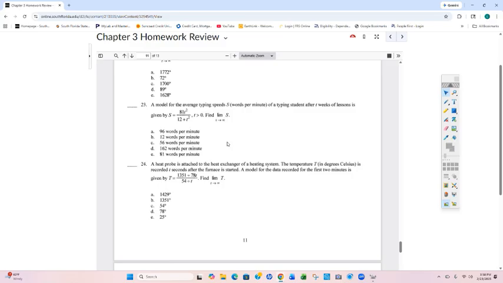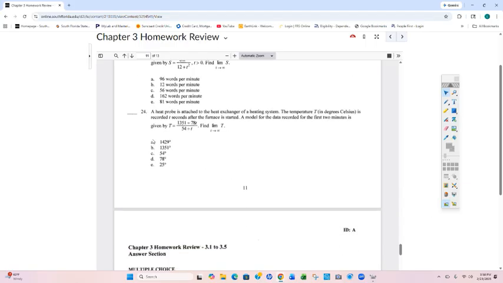There is no graph for this one. Answer A, 96 words per minute. Answer B, 12 words per minute. C, 56 words per minute. D, 162 words per minute. E, 81 words per minute. Correct answer is E.